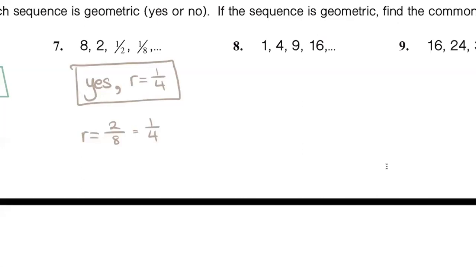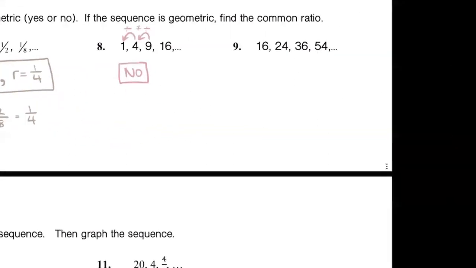Good, Riley. If I were to do R as 4/1 with these two terms, R would equal 4. But if I did R again with 9 divided by 4, notice you get a different R. We need to have the same R, so this is no. That is not a good common ratio, because this divided by this does not equal this divided by this. They don't equal. All right, let's try one more.